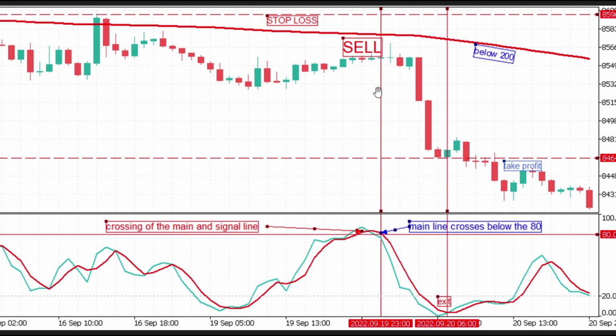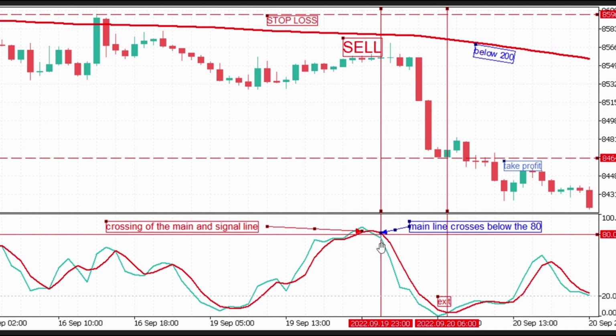One, we are going to sell when the price is below the 200 exponential moving average, and the price has reached the overbought region here, and there is a crossing again of the main and the signal line, but in this case my signal line is red and the main line is blue. But don't worry, it works the same. It was just for presentation sake, so that it will be easy for people to see these crossings. So here there is a crossing, and the stochastic is in the overbought region. Then we wait.